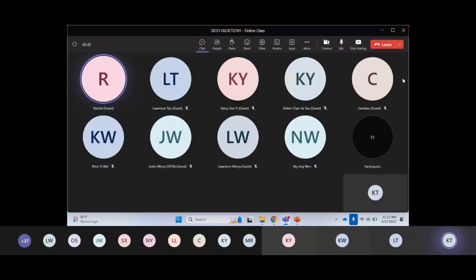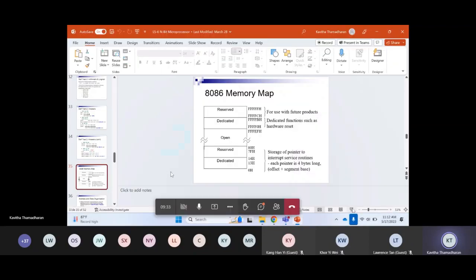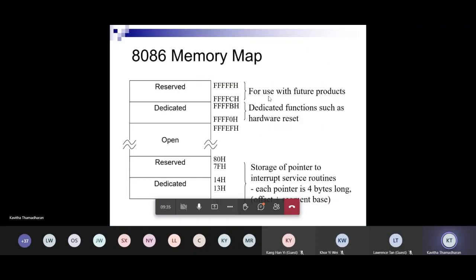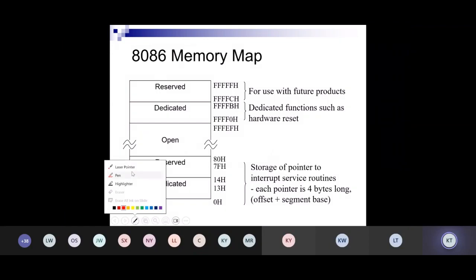Can someone please help me to accept your friends if they come in late, because I cannot keep on changing my screens over here. Okay, so if you take a look on this 8086, can you see my screen? Can you guys see my screen?